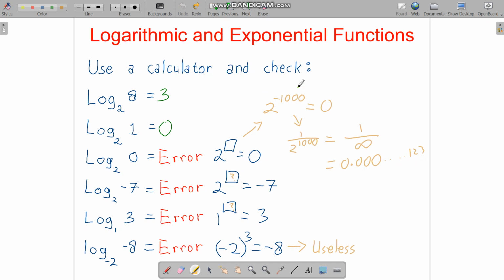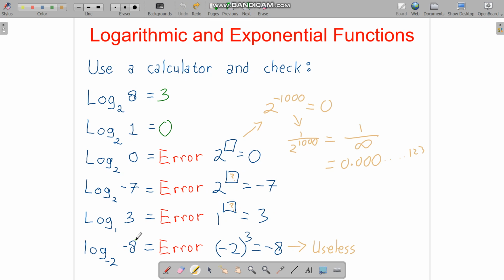Actually, log minus 7 base 2, you get an error because this must be positive, and this makes sense because 2 to the power of whatever cannot be minus 7, it's just impossible. And log 3 base 1, also an error because 1 to the power of whatever can never be 3, it's just impossible. 1 to the power of whatever must be just 1.